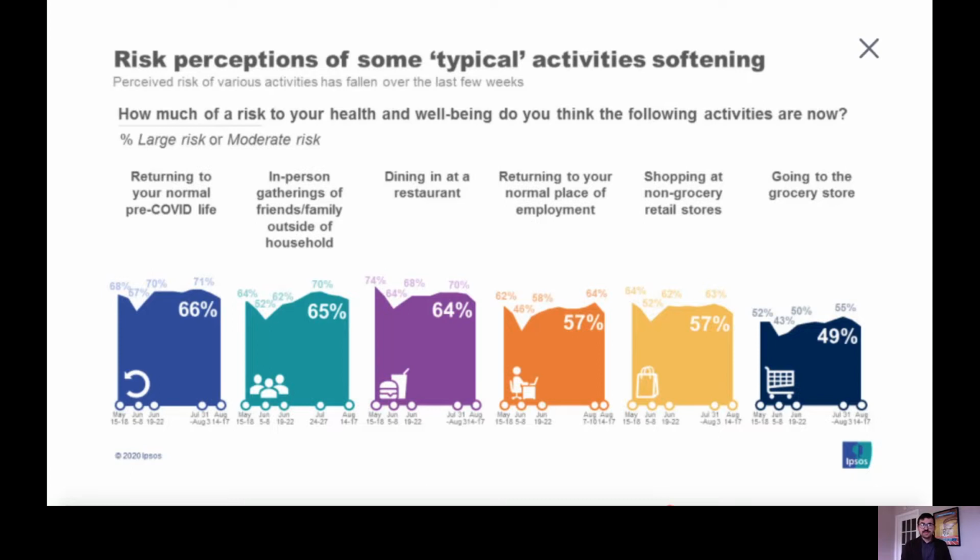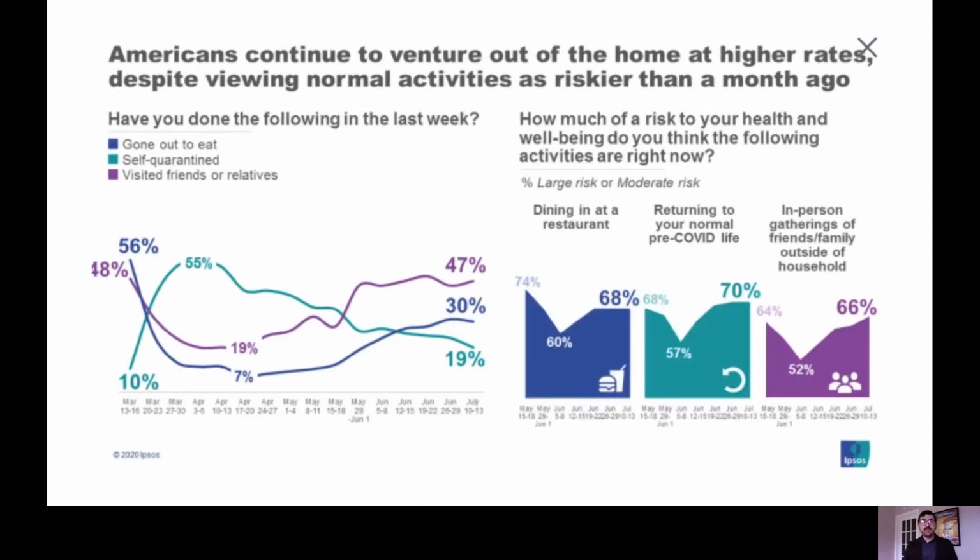So it's really interesting. And what's perhaps even more interesting is that Americans continue to venture out of the home at higher rates and engage in these normal activities, despite the fact that they actually view these activities as being riskier than they did a month or several months ago.